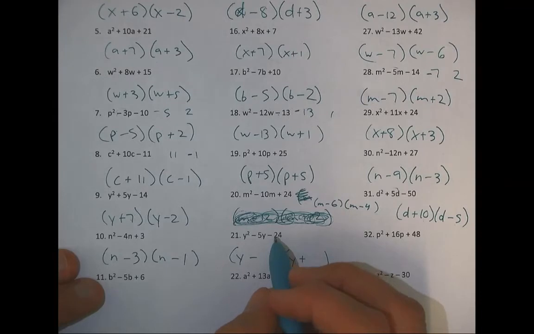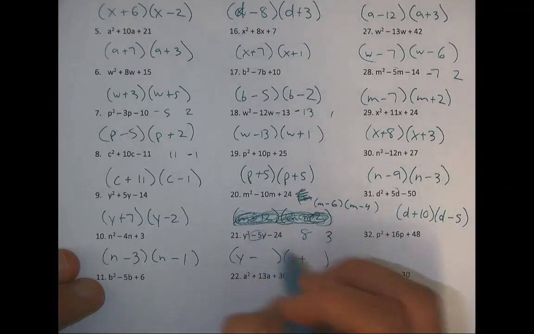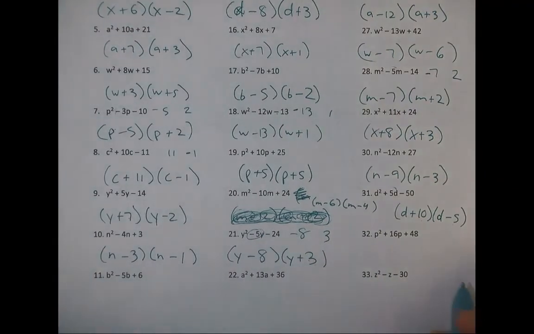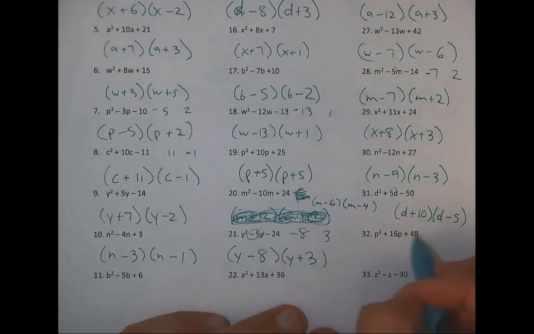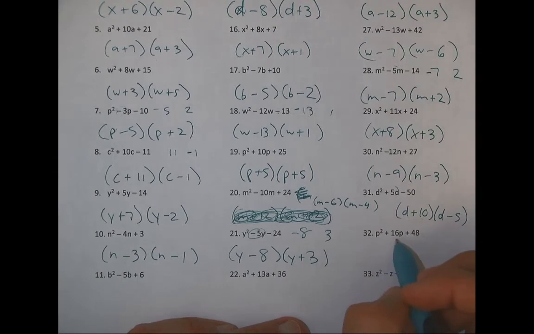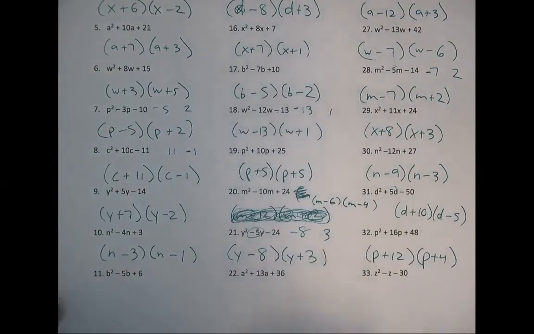24, 6 and 4, not going to get me there. 8 and 3 can. Since they add up to a negative, I know it's a negative 8, positive 3, adding up to negative 5, multiplying to negative 24. 32, 48. So it could be 24 and 2, but that's not going to give you 16. 12 and 4 will give you 16. And they multiply to 48.